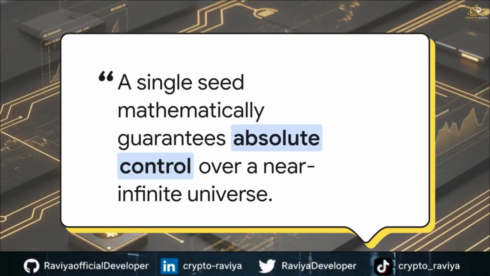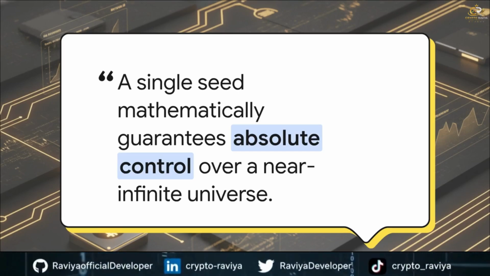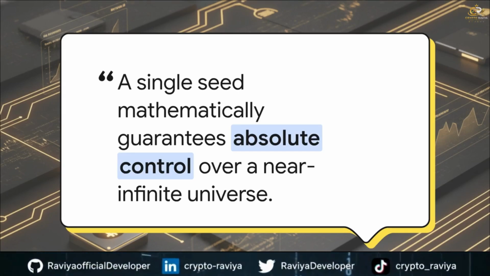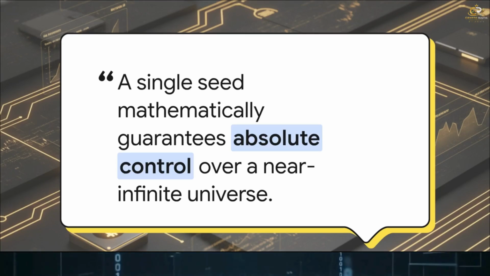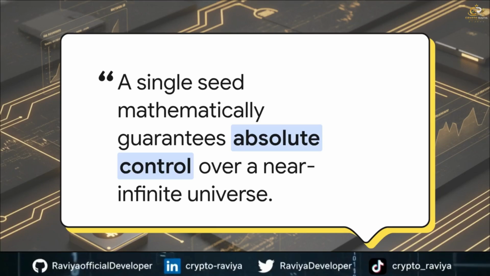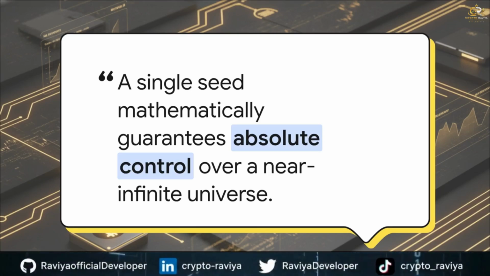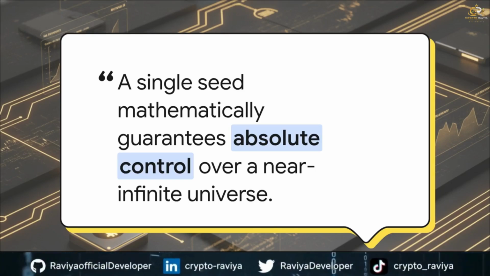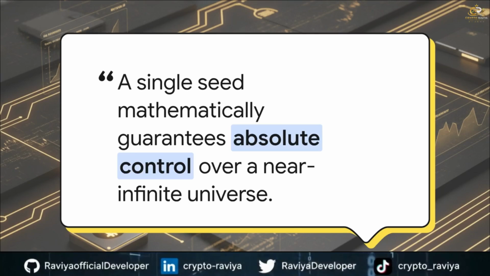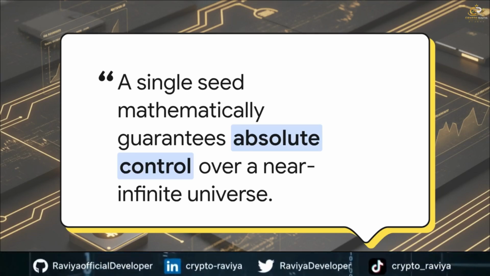I want to leave you with this final thought. A single seed mathematically guarantees absolute control over a near infinite cryptographic universe. Think about the sheer scale of that for a second. We went from frantically saving 100 random keys to a fragile computer file to a system where just 12 simple words can perfectly organize, discover, and protect unlimited wealth across entirely different blockchain networks. That is true, unadulterated financial sovereignty, all elegantly structured by mathematics.